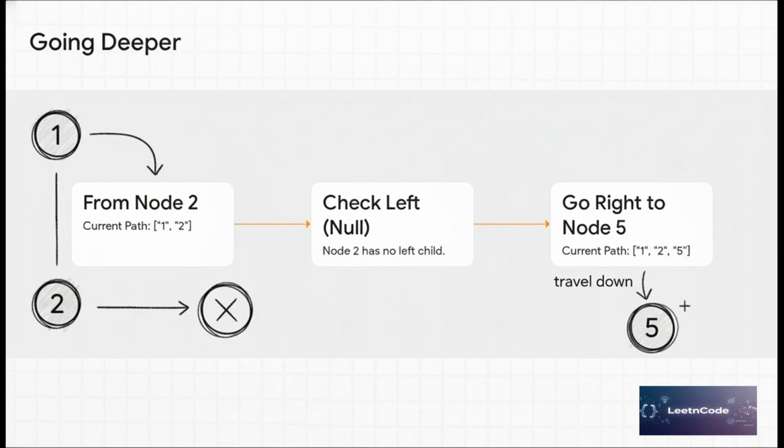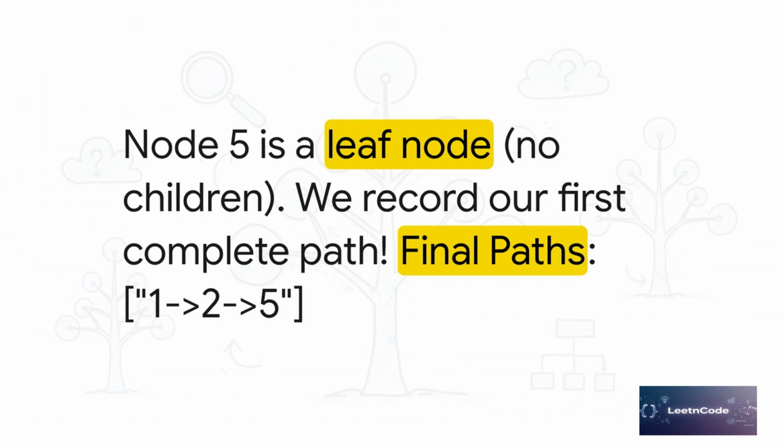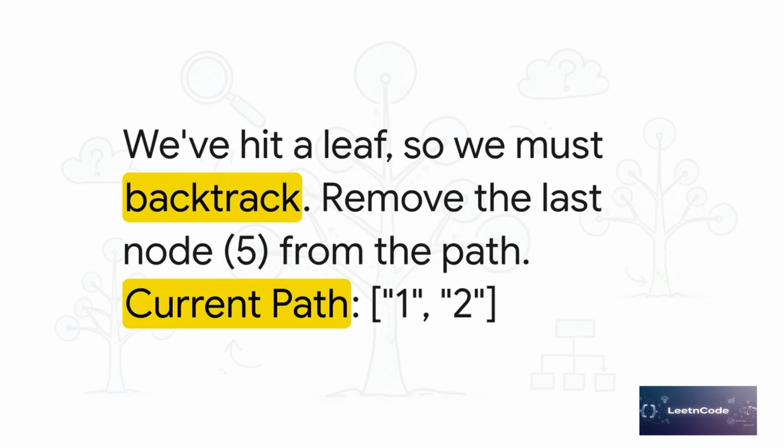Now we're at node 2. We try to go left, but there's nothing there. It's a dead end. So we try going right, and there we find node 5. We add it to our path, which is now 1, 2, 5. And would you look at that? Node 5 has no children. It's a leaf node. That means we found our very first complete path. We take that path, format it nicely, and store it in our final list of answers: 1, 2, 5.